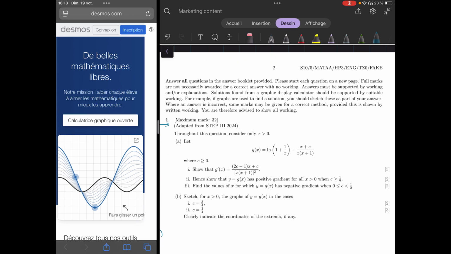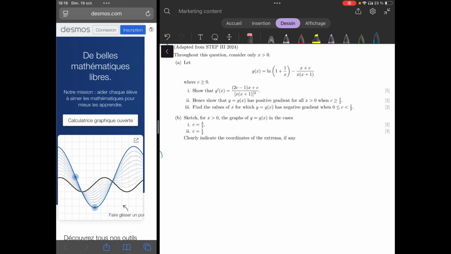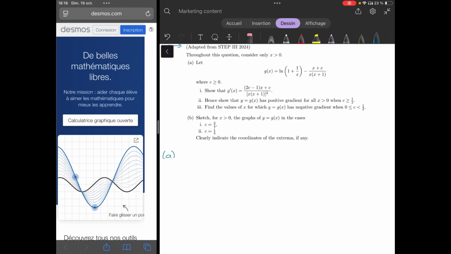Question 1 is on curve sketching. Even though this question is taken from STEP, it is not too challenging as you have access to your GDC. And that's also why I have Desmos to the left. So in part A, you're asked to differentiate g.